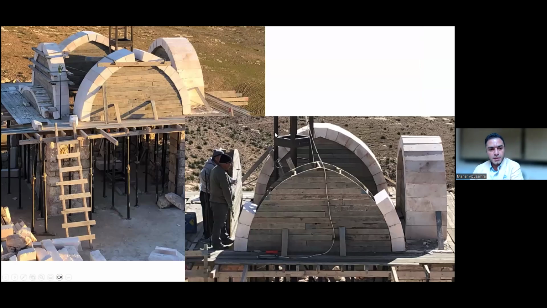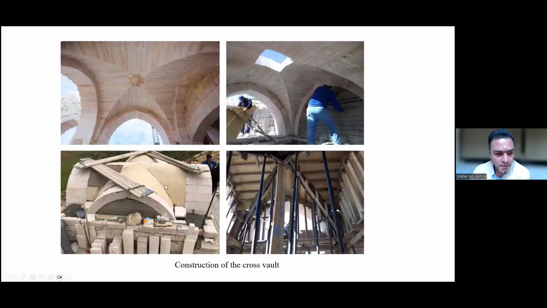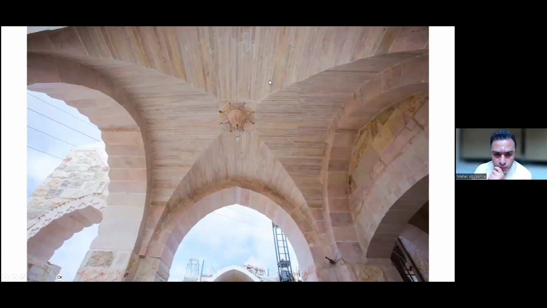Here, different parts of the construction. This is a cross vault. We build the 4 arches first, then we have here on the lower left the scaffolding for the cross vault, and then rest the stone pieces, always perpendicular to the curvature. And this is the outcome at the end.